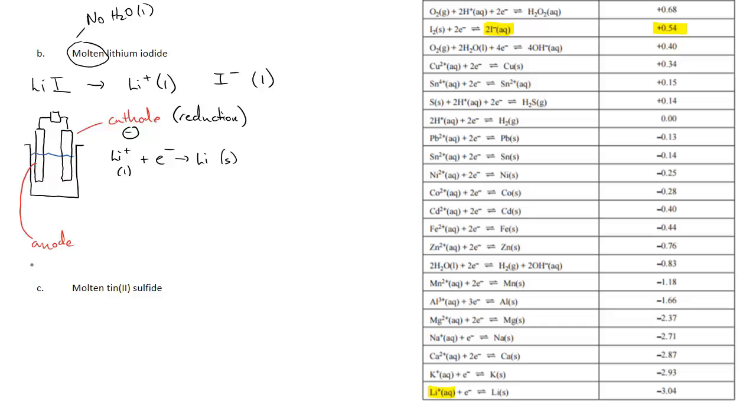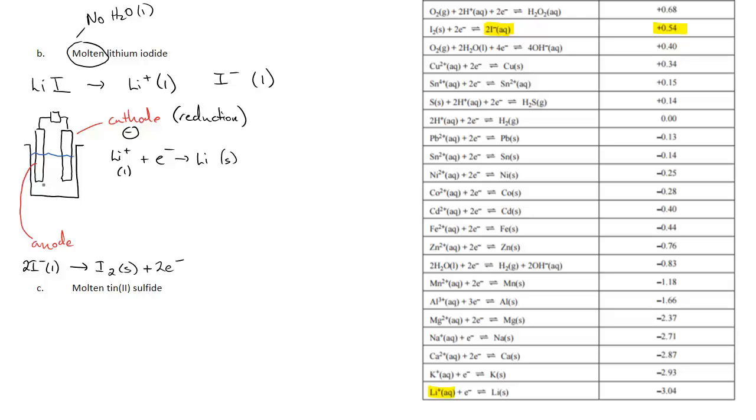This is liquid phase. So that's the cathode equation. The anode equation is two iodides in liquid state are going to form iodine solid and two electrons.